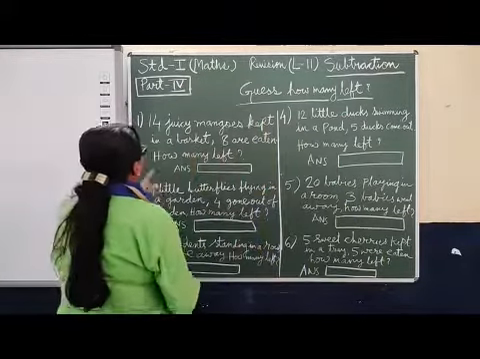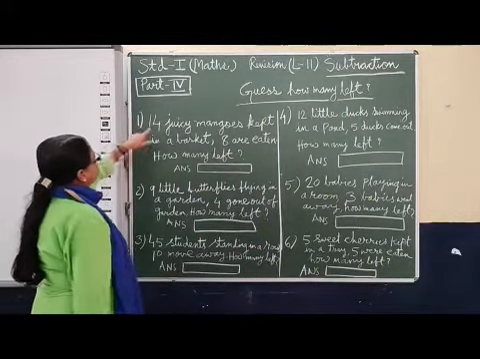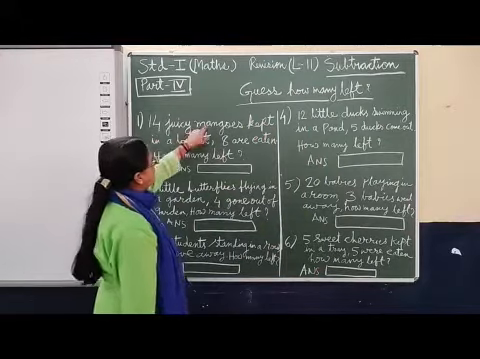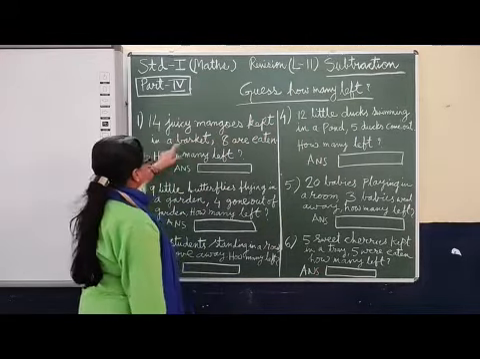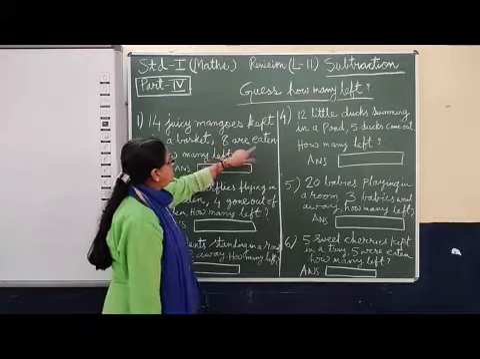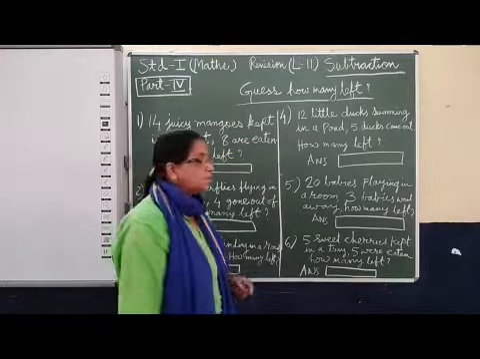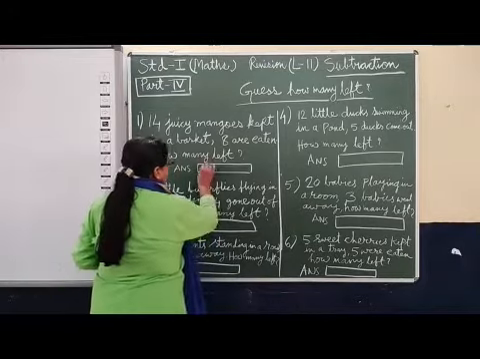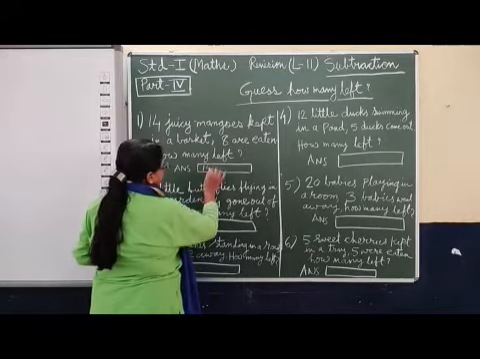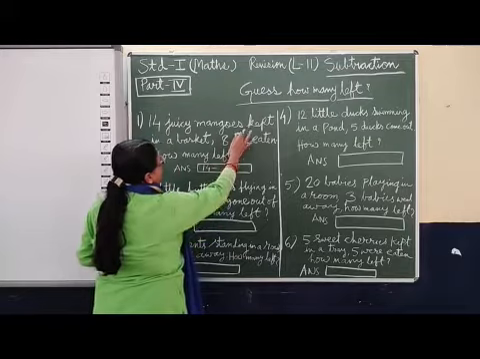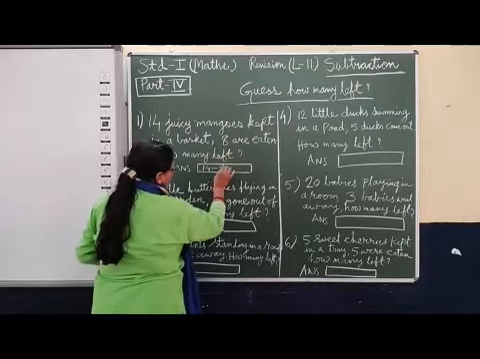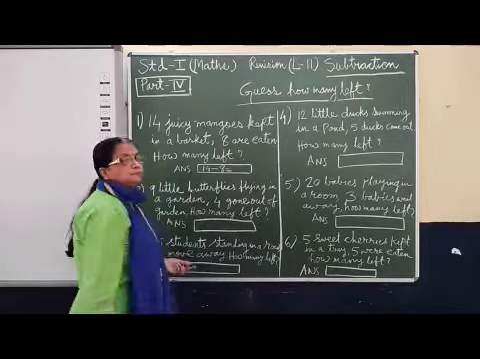You have to read the given questions. 14 juicy mangoes are kept in a basket. 8 are eaten, how many left? That means in a basket 14 mangoes are kept. So out of that 8 are eaten, how many left?